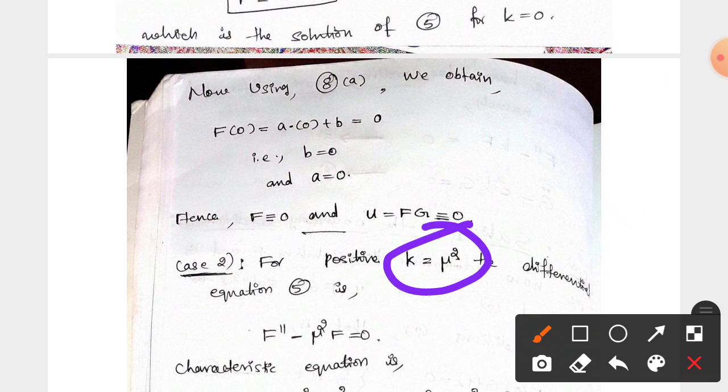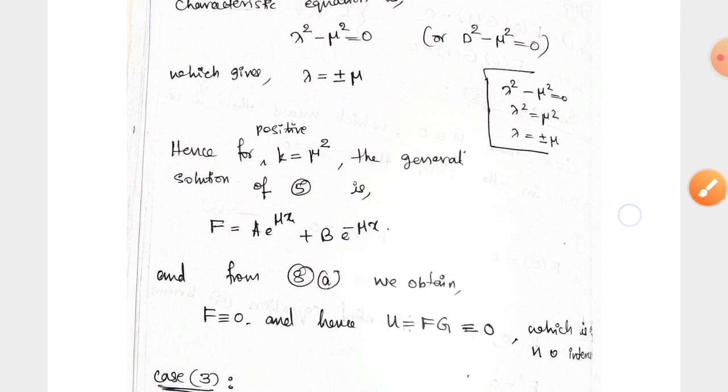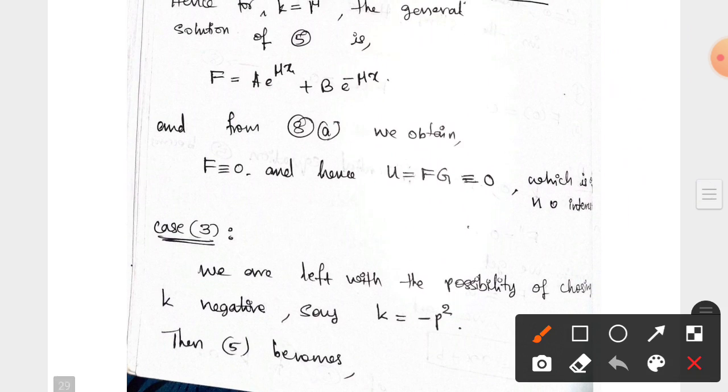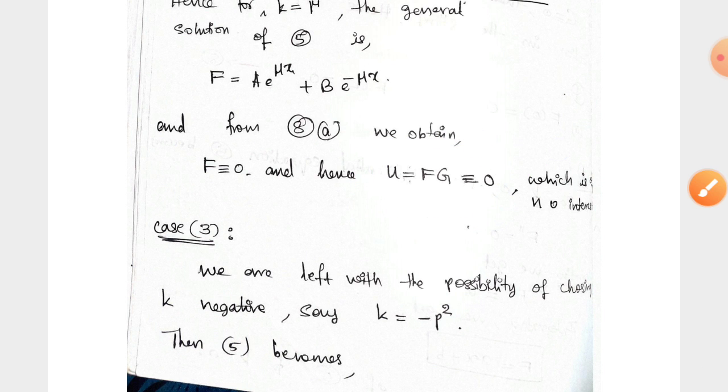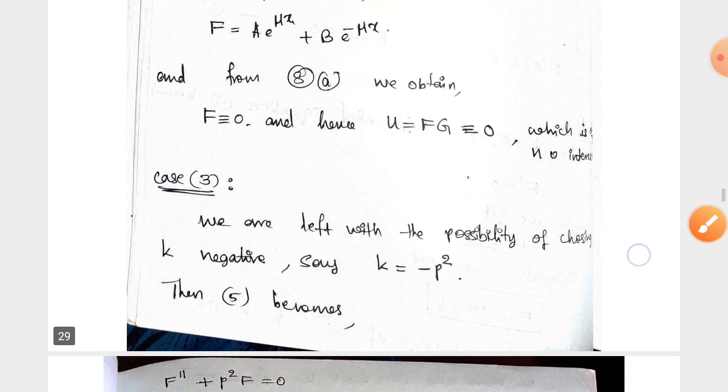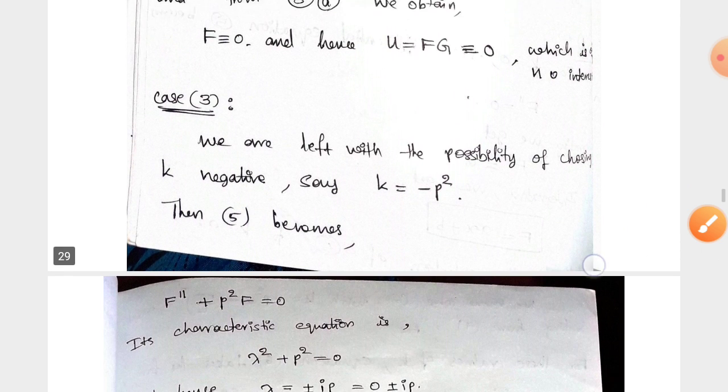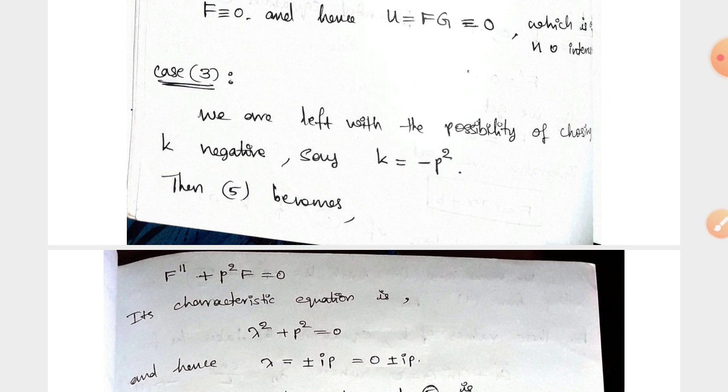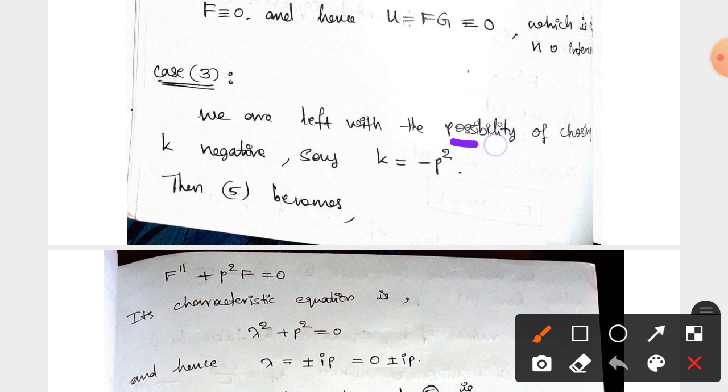positive number mu square will get u is equal to 0. We are getting u is equal to 0, which is not possible. Means u is equal to 0 means there is no deflection. So since we have to get deflection, these two cases we have neglected, isn't it? So remaining possibility of value of k is negative number.